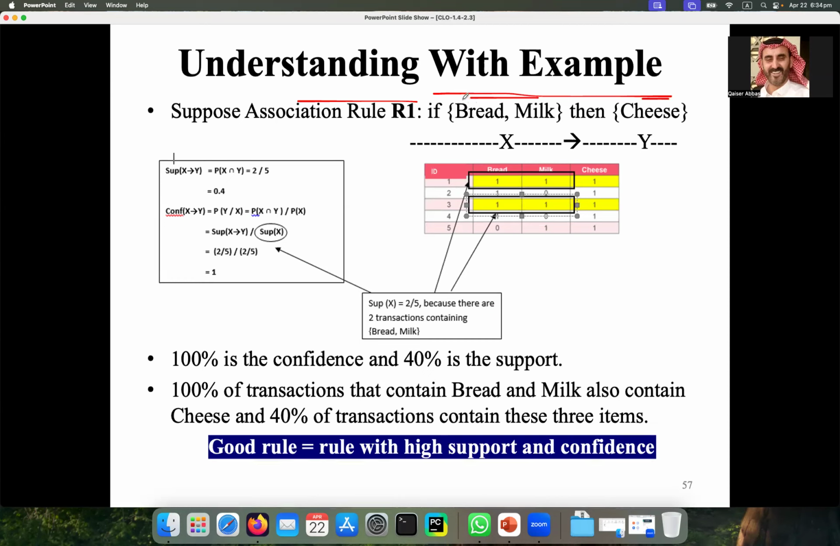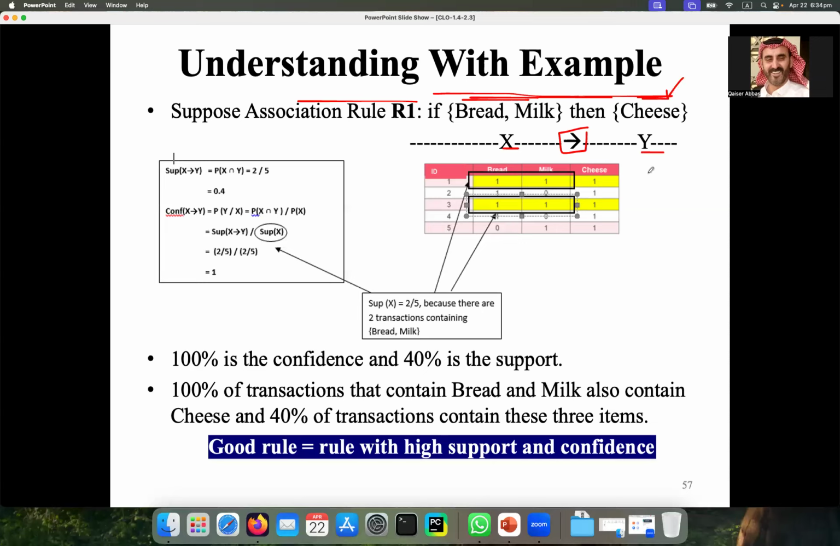So I can represent that this thing is my x, this thing is my y, and this is converted into this implication. Now we have the rule x implies y, in that form. So this rule is basically an if-then pattern.